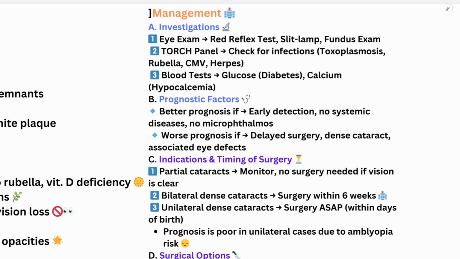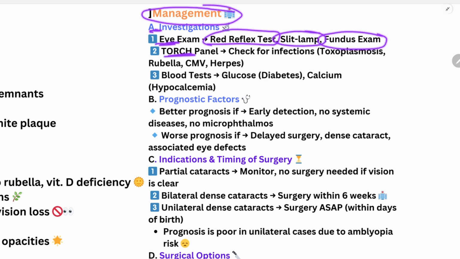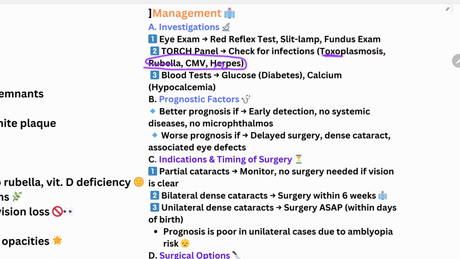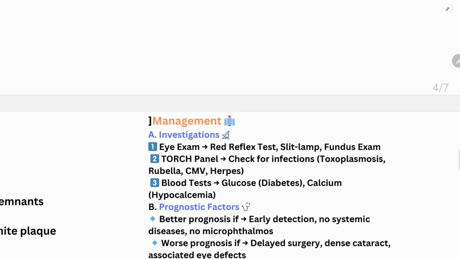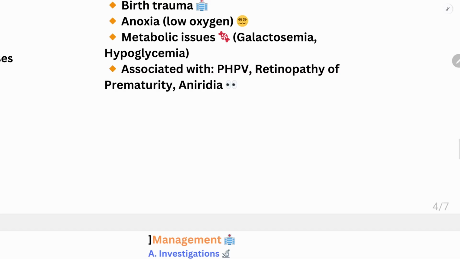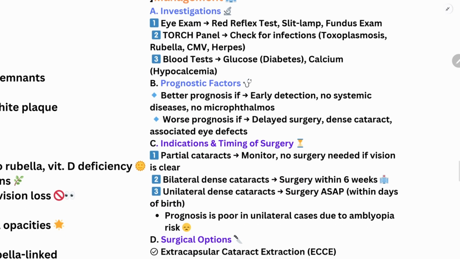Remember one thing, treatment always depends on the causative agent and the underlying cause. The important question is how will you manage the case? Okay, so investigations are eye examination. You will see red reflex test, slit lamp test and fundus examination. Second one, TORCH panel. You will look for other symptoms of infections like toxoplasmosis, rubella, cytomegalovirus and herpes. The last one is blood test. In blood test, I already discussed that it is associated with metabolic issues like galactosemia and hypoglycemia. So those can be tested in your blood samples.